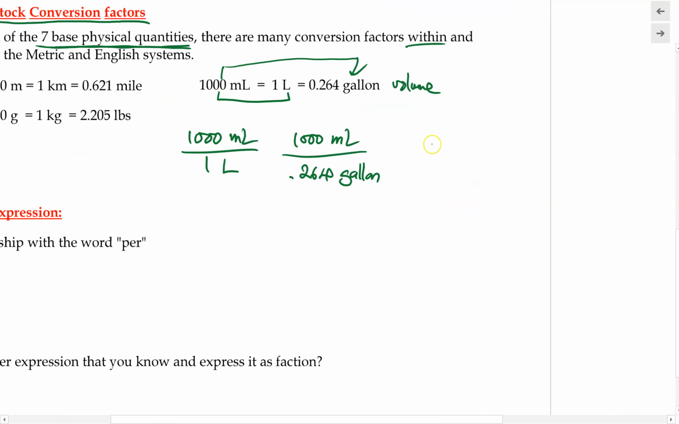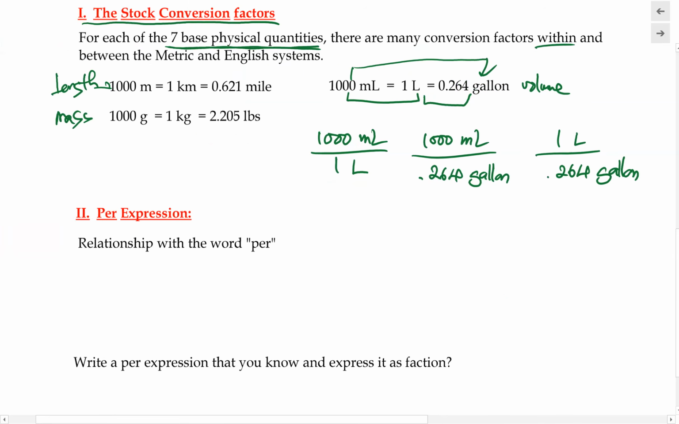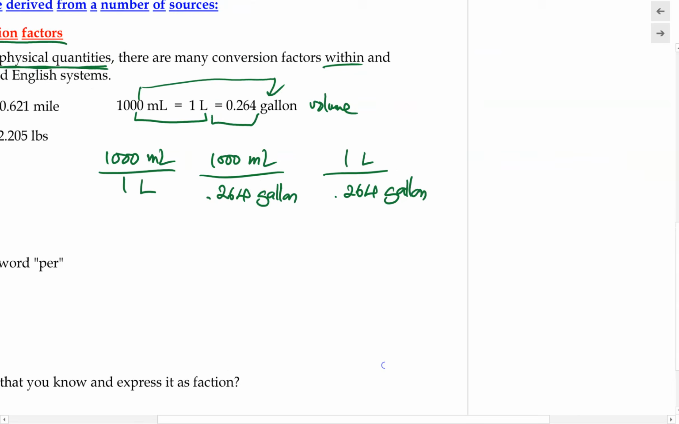And we can also do the following: 1 liter over 0.264 gallon. When 3 things are equal, we can now have 3 unique conversion factors that convert among them. And similarly, we can do the same thing for this one. Now I wanted to perhaps mention this so that when you see this, you're not getting confused by it.